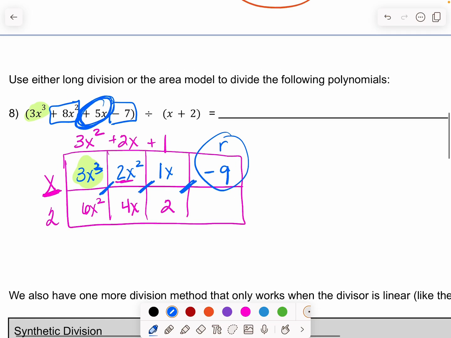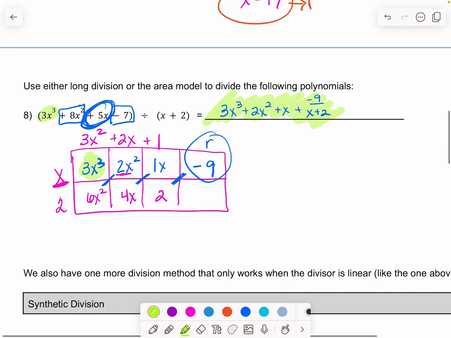Okay, so what you end up with is what's along the top and the remainder. Okay, so when I divide these, I get 3x to the third plus 2x squared plus x plus negative 9 over x plus 2. Okay, so this is the answer I'd be looking for.